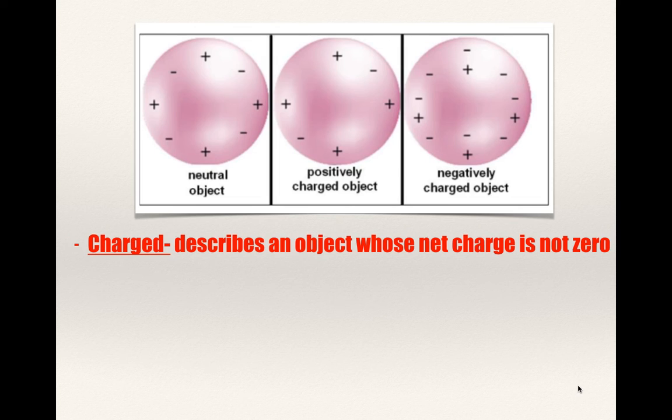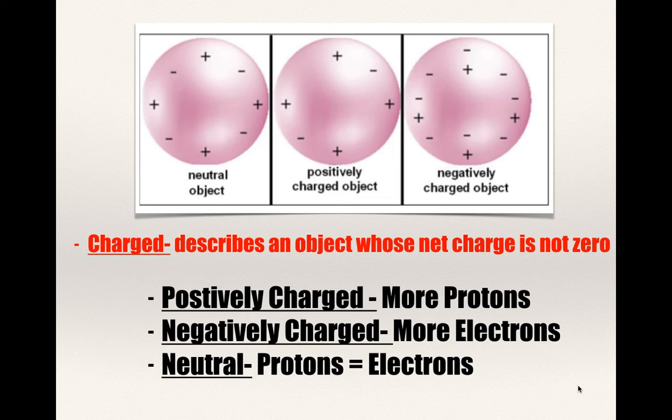So you can see the balloons in the picture on the top there. The one on the way left is neutral, because the positives and negatives equal each other. The one in the middle has more positives than negatives, so that particular object would be positively charged. And the one on the far right-hand side has fewer positives than negatives, so that object would be negatively charged. More protons, positively charged, because remember, protons have that positive charge. More electrons, negatively charged, and then if the protons and electrons equal each other, they are neutral.